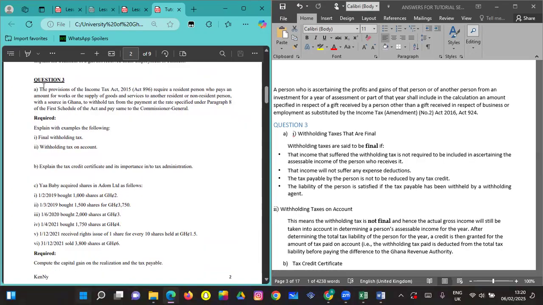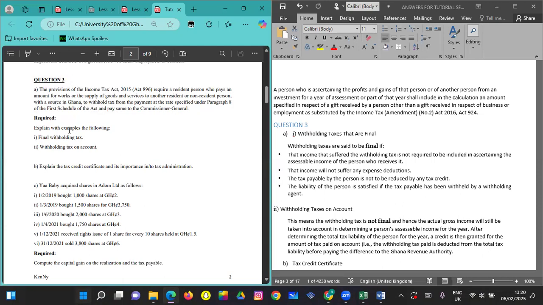So question 3 is saying that the provisions of the Income Tax Act 2015 require a resident person who pays an amount for works or the supply of goods and services to another resident or non-resident person, to create a source in Ghana, to withhold tax from the payment at the rate specified under paragraph 8 of the first schedule of the Act and pay same to the Commissioner General. So under this, the ask is to explain what final withholding tax and withholding tax are.